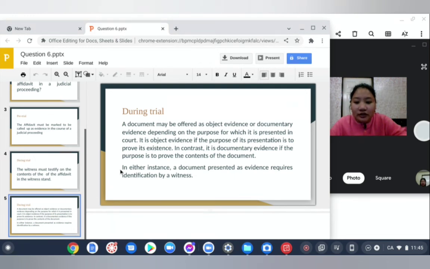It is object evidence if the purpose of its presentation is to prove its existence. In contrast, it is documentary evidence if the purpose is to prove the contents of the document. However, in either instance, a document presented as evidence requires identification by a witness.